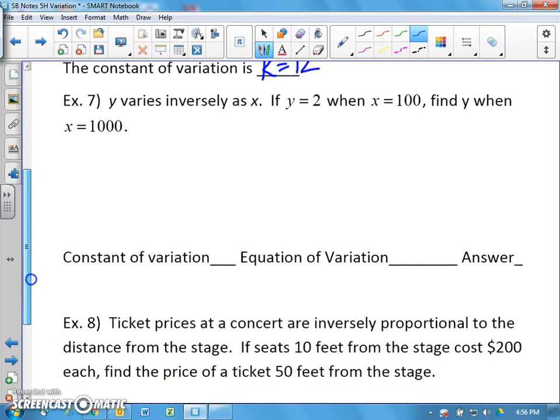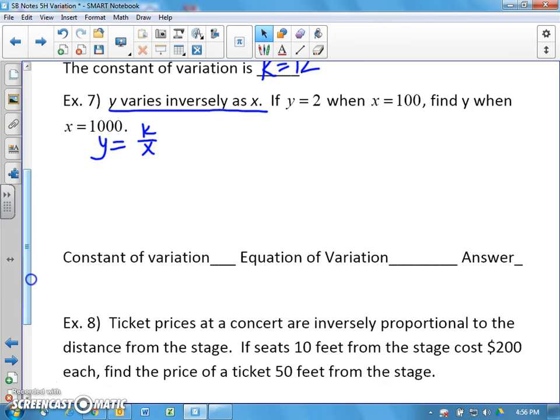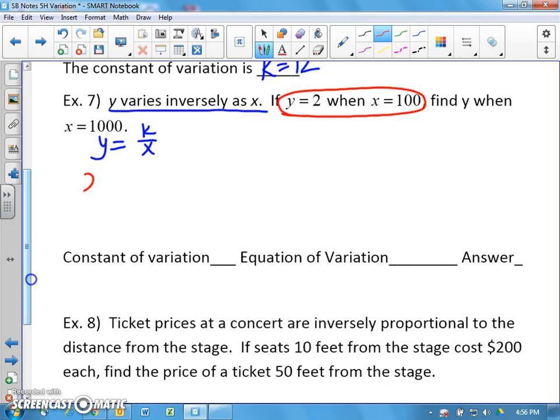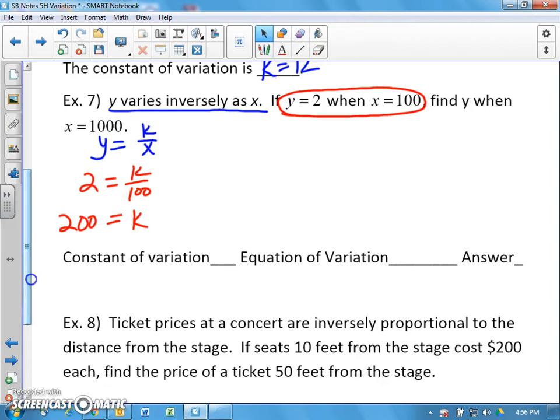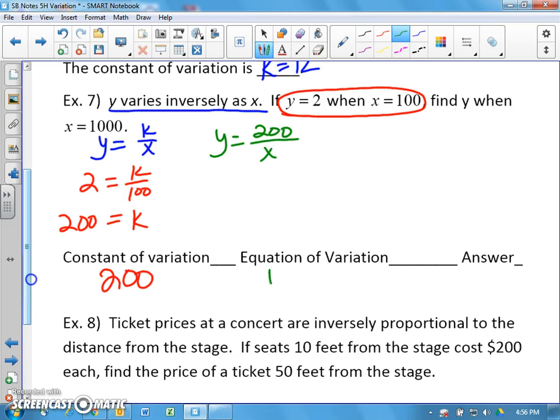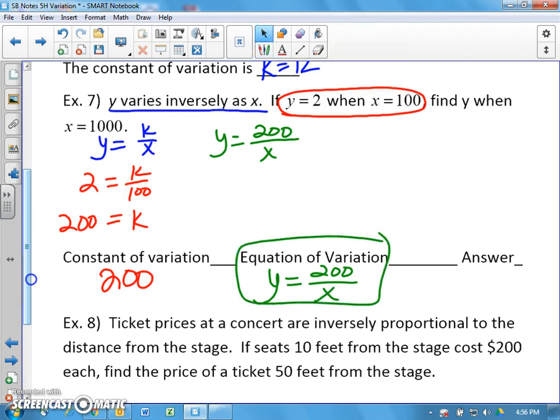So let's look at an example. Example 7 tells us that y varies inversely as x. So this is our general form. And what we want to use to find our constant of variation is this information right here. Y is 2 when x is 100. Solving for k, I'm going to multiply the 100 across. So I'm going to get my constant of variation to be 200. So my equation of variation, when I reset that, is going to be 200 over x. So we would have y equals 200 over x for our equation of variation.